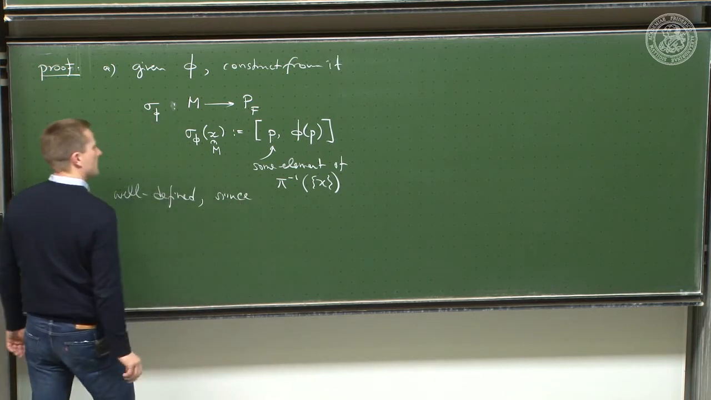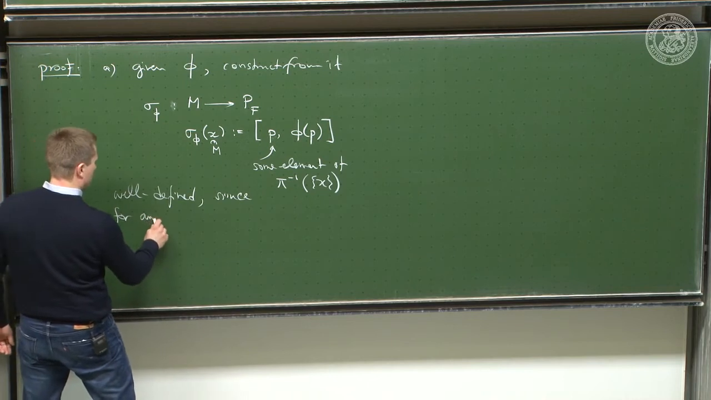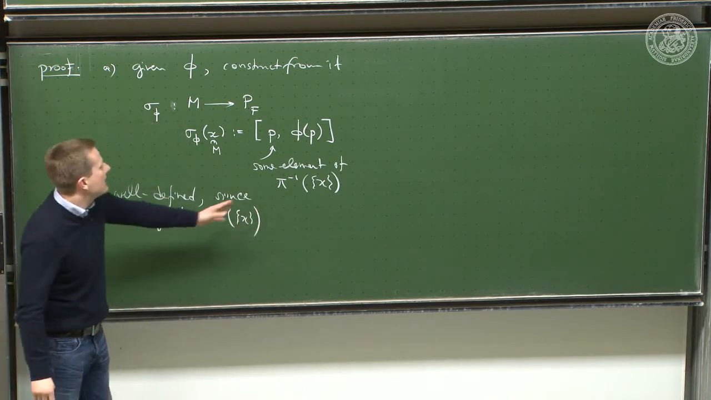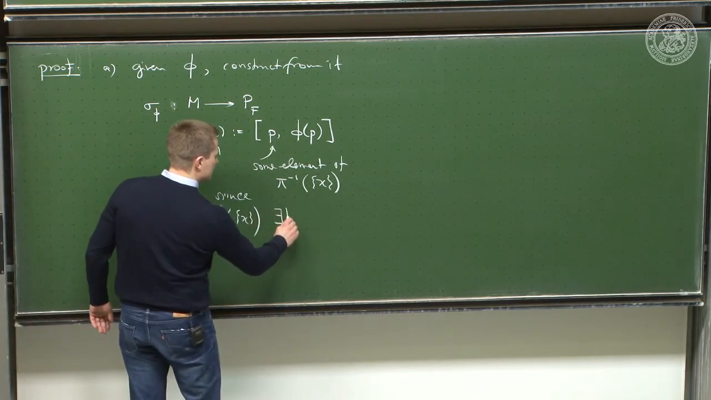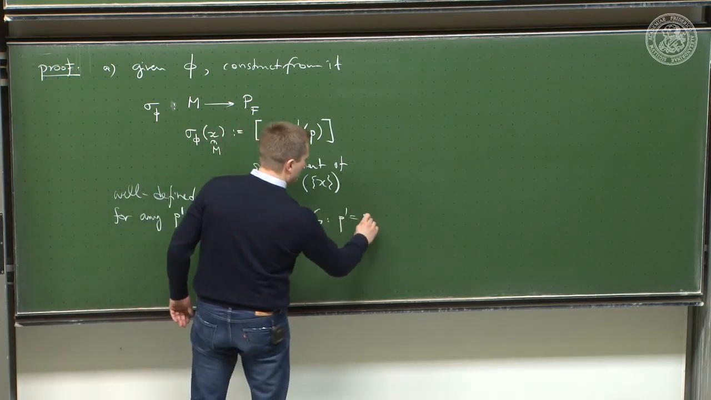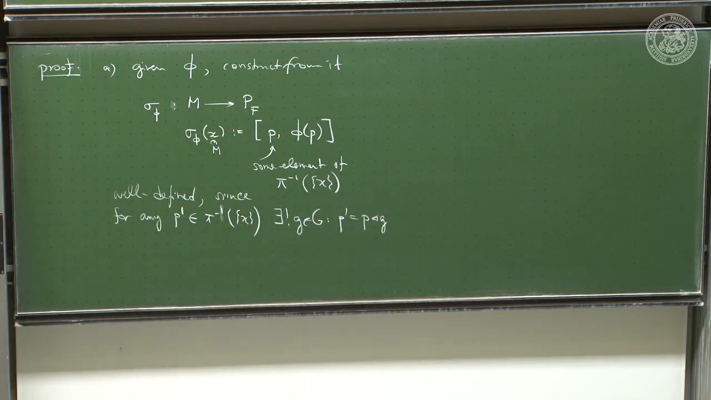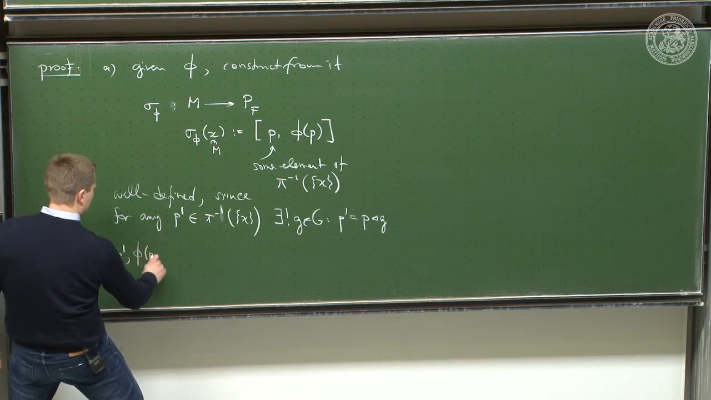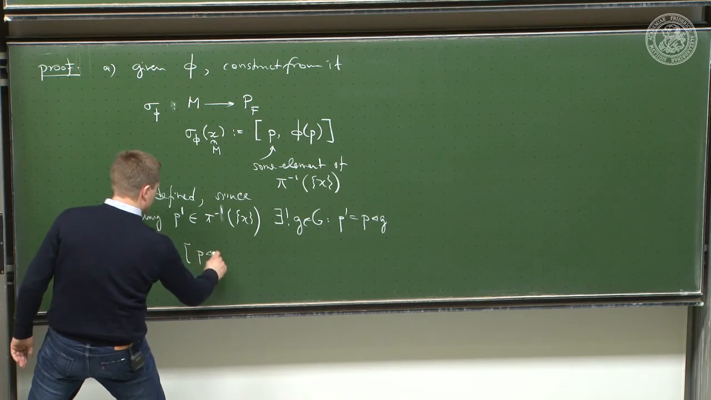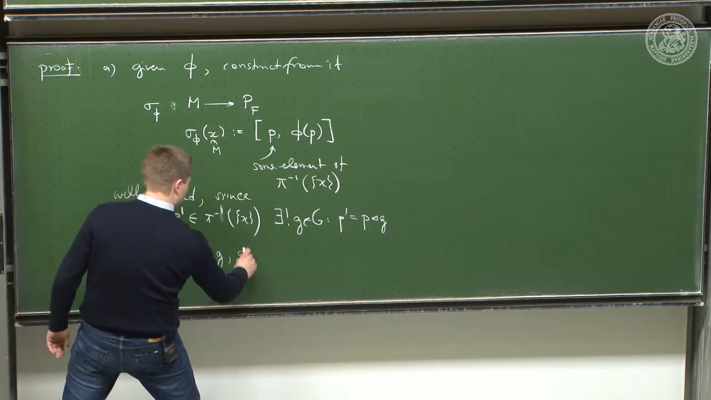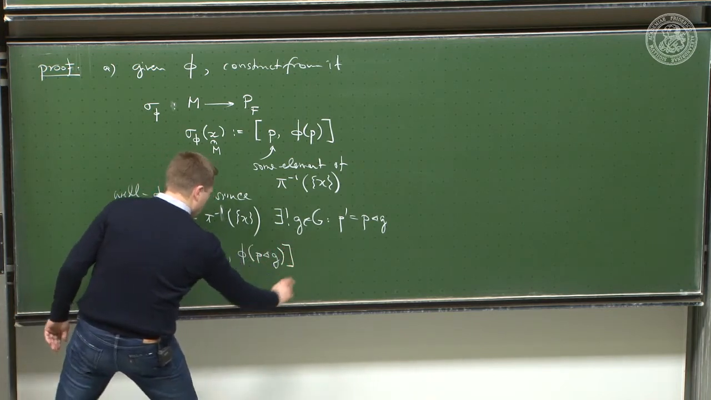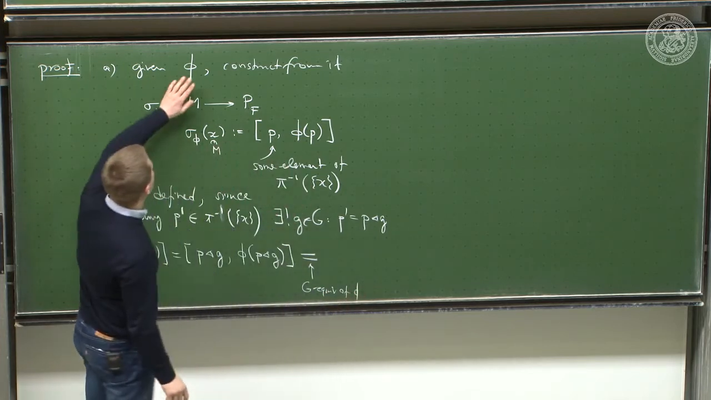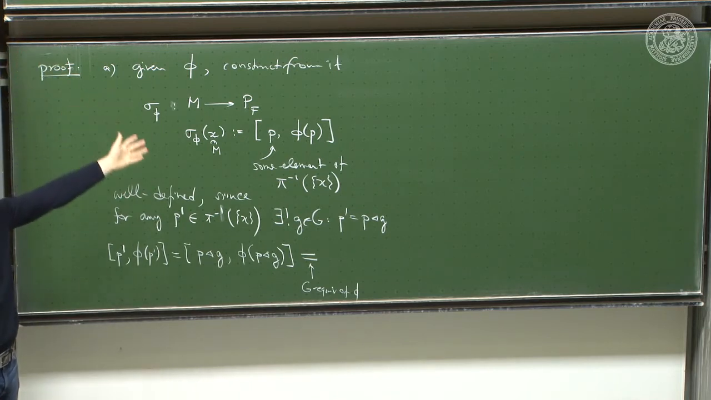What do we have to check? For any other p prime in the fiber over x, we know there exists a unique group element g such that p prime is p acted upon from the right by g. It's always the same business in the principal bundle. Then we have that [p prime, phi(p prime)] is [p acted from the right by g, phi(p acted from the right by g)]. And now we use the G-equivariance of phi, because we are given a phi, and the assumption is that phi is G-equivariant, so we can use its G-equivariance.